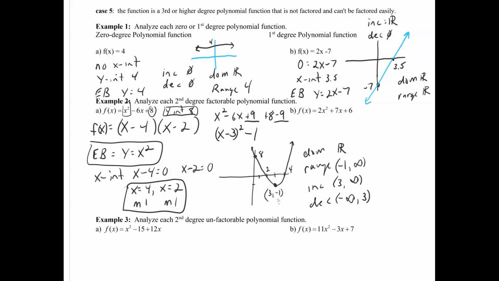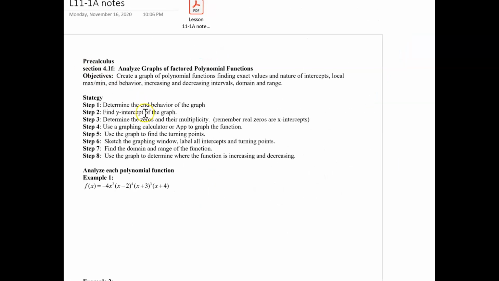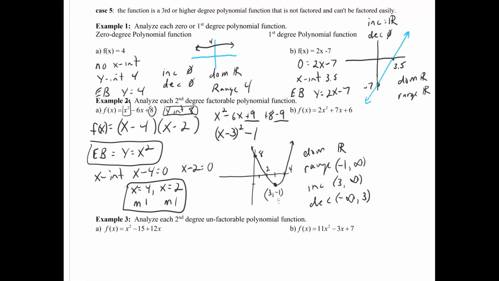Let's see if we're forgetting anything. Let's look at our list. So we've got end behavior, y-intercept, the zeros and the multiplicity. We have a graph. We have the turning point, the one turning point on the graph. We don't need a calculator for this one. We have domain and range, and we have everything. Okay, let's just circle this as part of our analysis. We have the graph as part of our analysis, and that's everything we need.